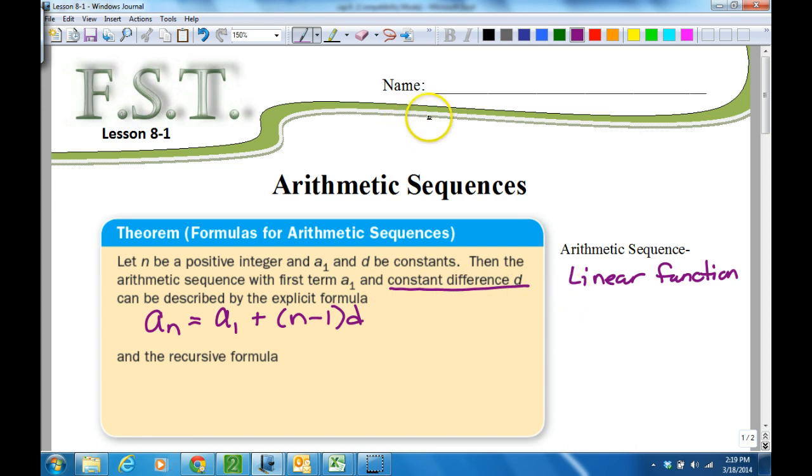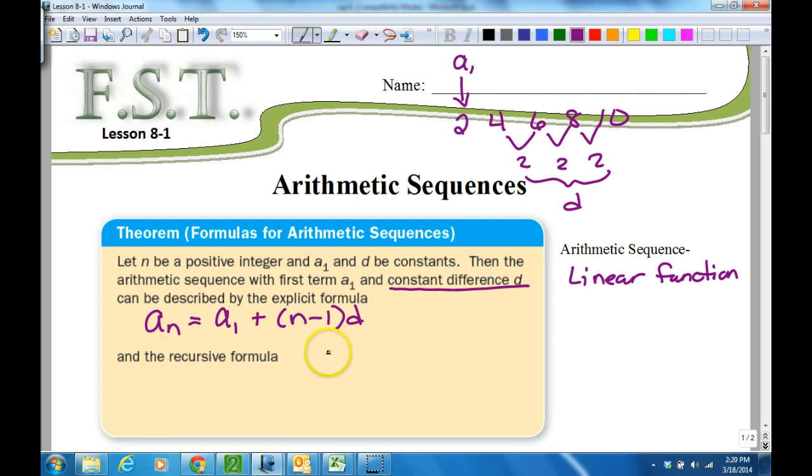So if I have this down, 2, 4, 6, 8, 10. What's my constant difference there? 2. My A sub 1 is the very first thing that's written down. The constant difference is how much it's changing by every time. So that's your d.